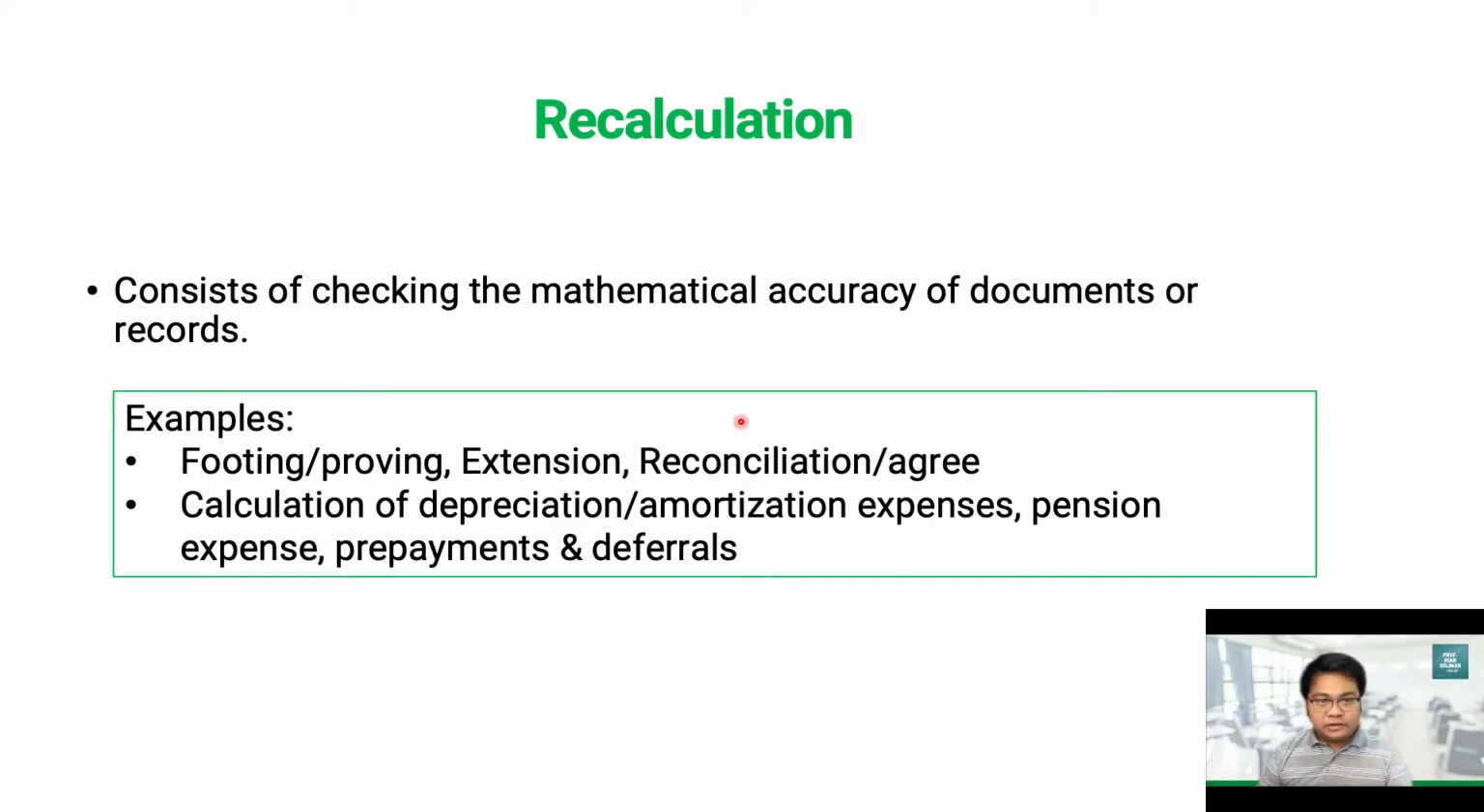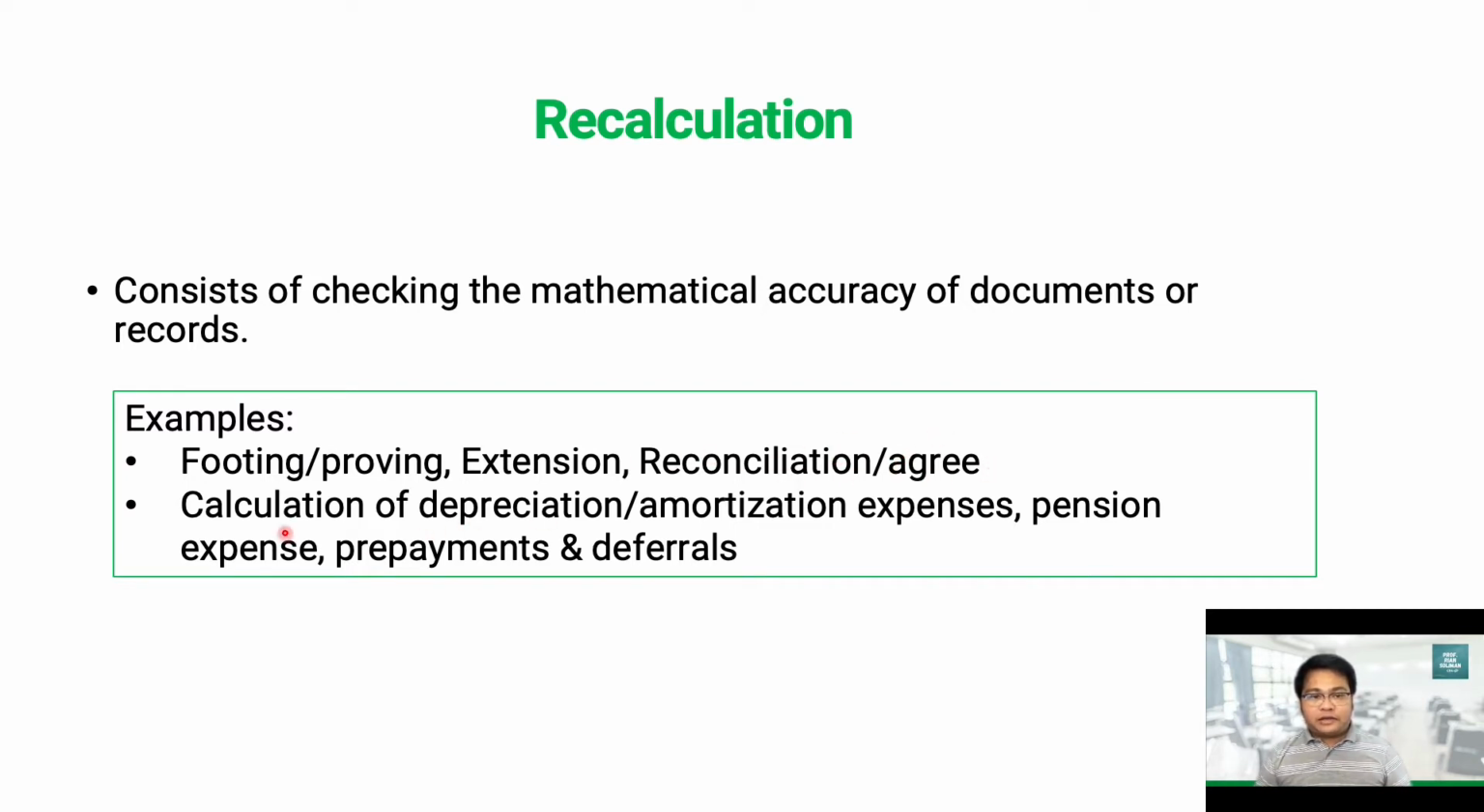Okay, so you can also reconcile or agree between two documents. For example, the general ledger and the subsidiary ledger, whether the amounts are the same between the two documents, or the balance per bank and the balance per book, when it comes to cash in bank balance. So that is also an example of recalculation.